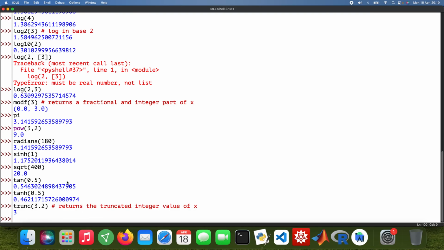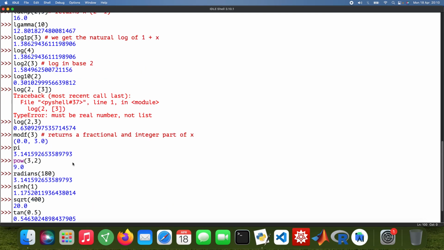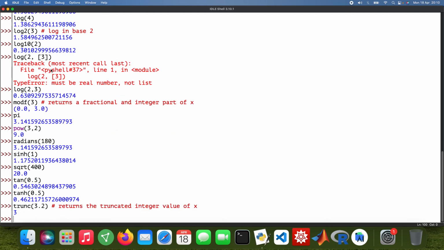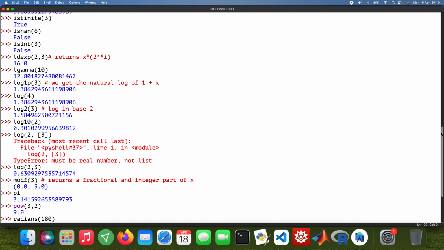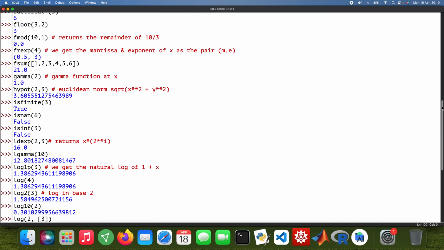And just to go back to the top, the one with the fmod, that's going to be 0 because there's no remainder. When 1 goes into 10, it goes 10 times without a remainder. So that shouldn't be 10 divided by 3, it should be 10 divided by 1. So I do apologize for that.